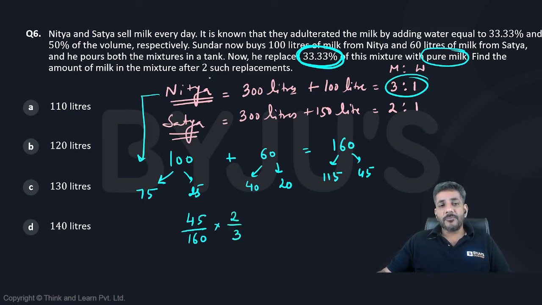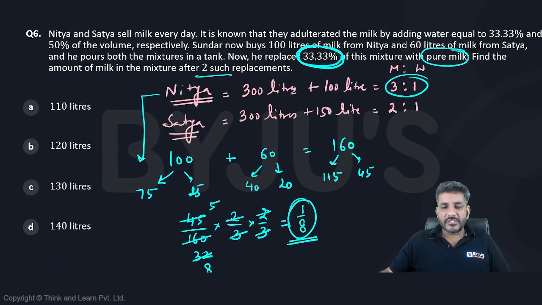And then again this process is done. So again two third of this would be left. So ultimately how much is left? 3 3s are 9, 5s are 45. And 5 cancels this out at 32. And 2 and 2 cancels this out at 8. So ultimately 1 by 8 of the total mixture is equal to water.